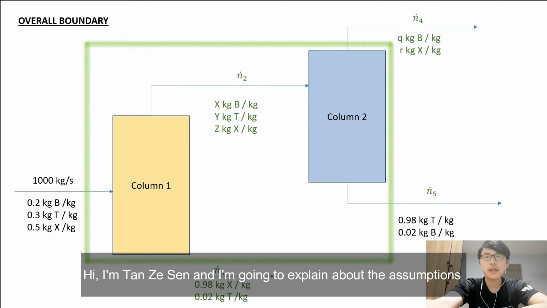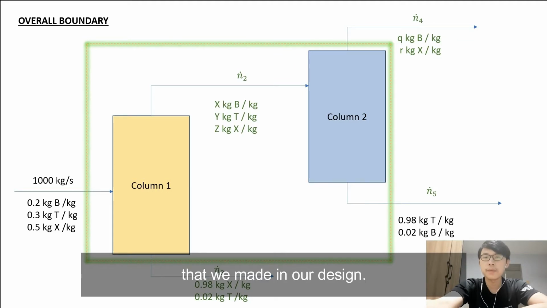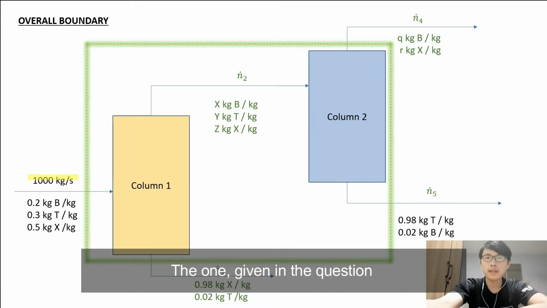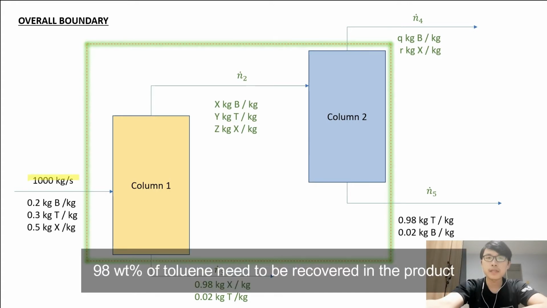Hi, I'm Tan Zesen and I'm going to explain the assumptions that we made in our design. The assumptions can be divided into two parts: the ones given in the question and the ones we made while designing the process stream. The first assumption given in the question is that the mass flow rate of the feed stream will be 1000 kg per second, including 20 weight % of benzene, 30 weight % of toluene and also 50 weight % of xylene. The second assumption stated is that 98 weight % of toluene needs to be recovered in the product.